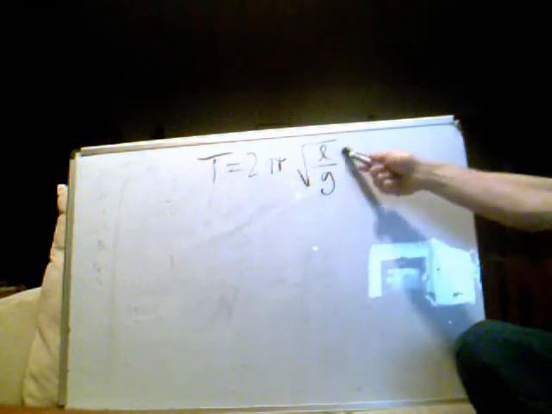So really the only variables in this equation are the length of the pendulum and surface gravity, the acceleration due to gravity here at the surface.